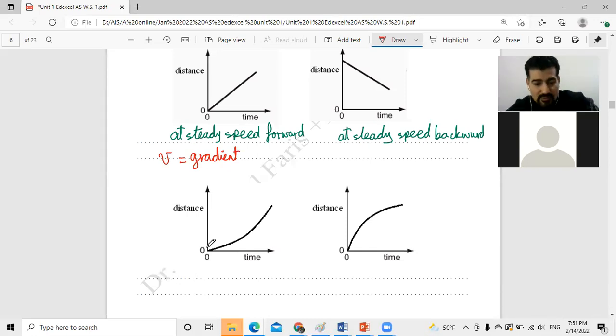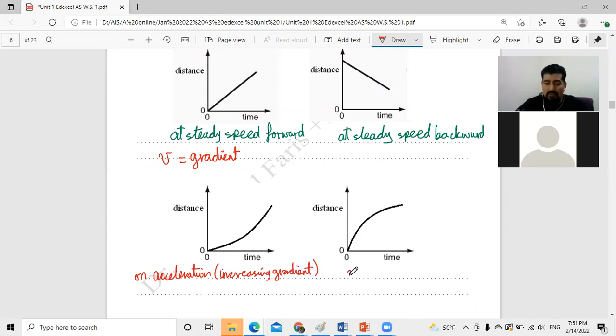So here, because they give us increasing gradient, I can say it's acceleration. How do I know that there is acceleration? Because there is increasing gradient. And here, deceleration, bravo. Why not constant? Because I don't have enough information. Why deceleration? Because it's decreasing gradient.